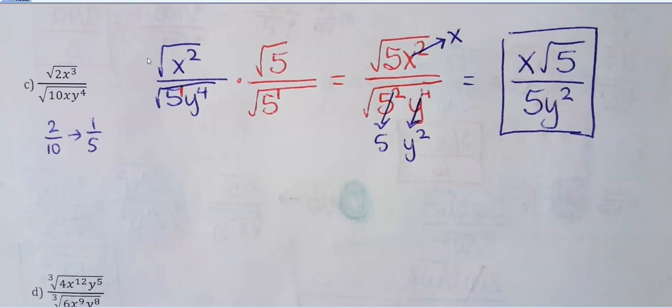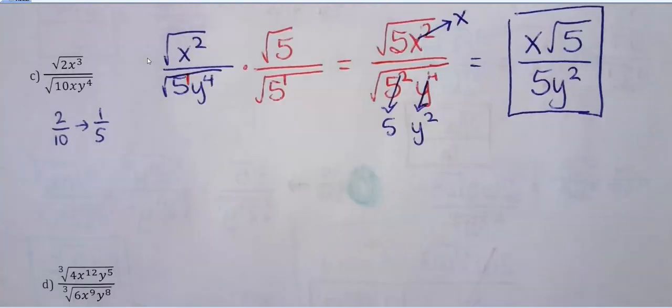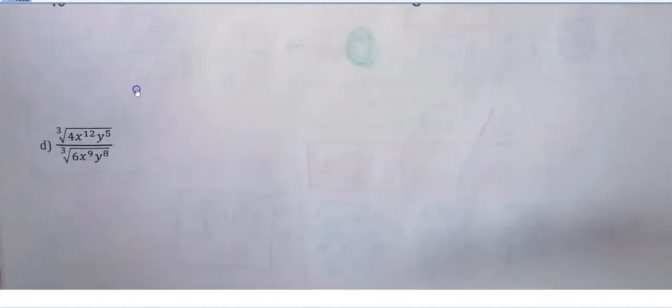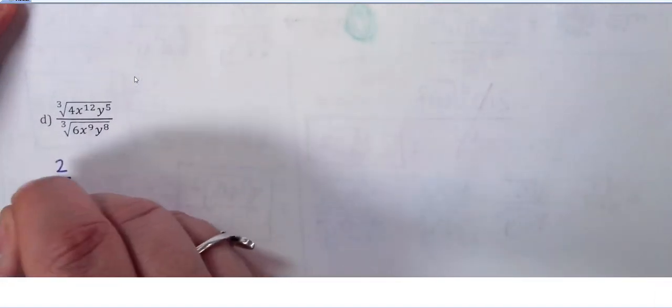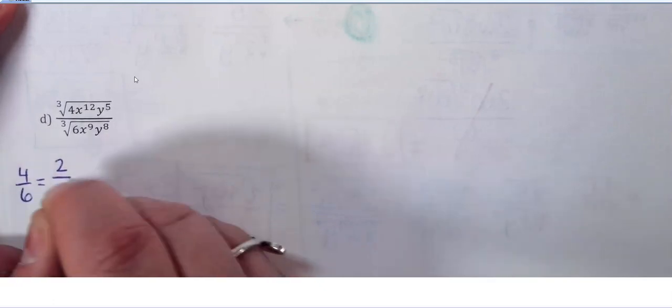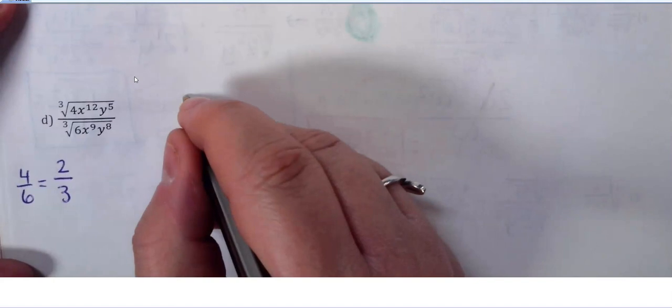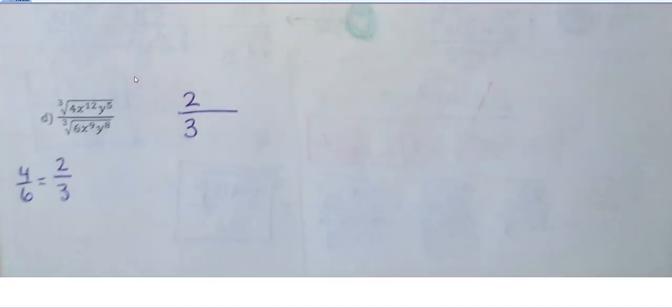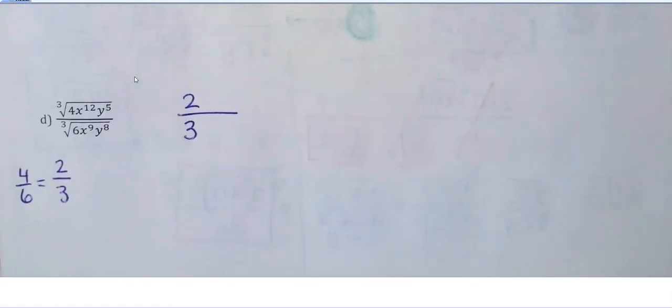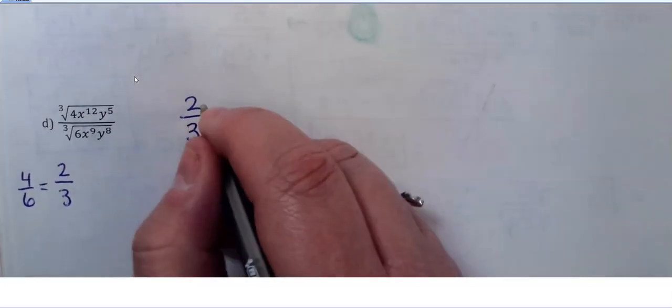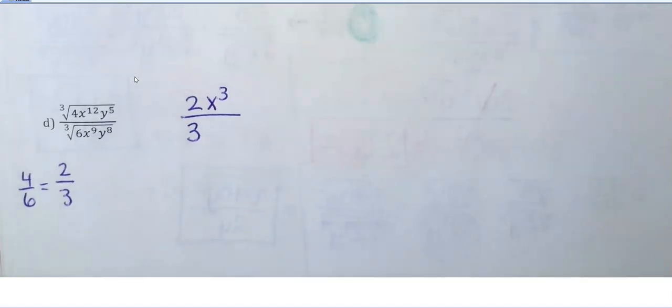Okay, and I've got one more real quick. This one's a cube, so I've got to have perfect cubes to rationalize this denominator. And just real quickly, 4 over 6 reduces to 2/3. So 4 over 6, I'm just going to do 2 over 3. And then I'm just going to look at my variables. I've got 12 x's in the top, 9 in the bottom. So I would have 3 x's in the top if I simplified that.